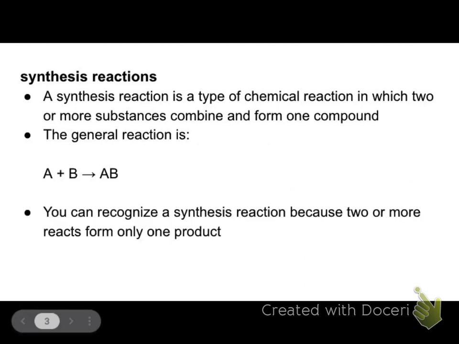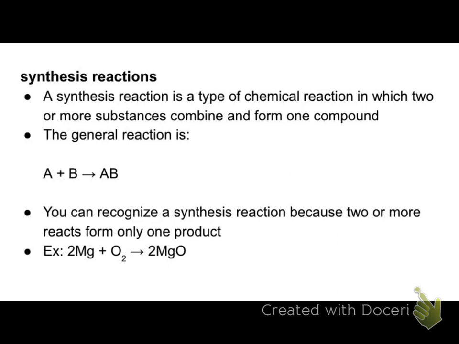You can recognize synthesis reactions because you start with more reactants than you end up with products. You have 2 or 3 or sometimes 4 reactants and 1 compound as your product. Another example of this would be when you combine magnesium and oxygen and you get magnesium oxide as a result. 2 simple substances combining to form 1 complex product.